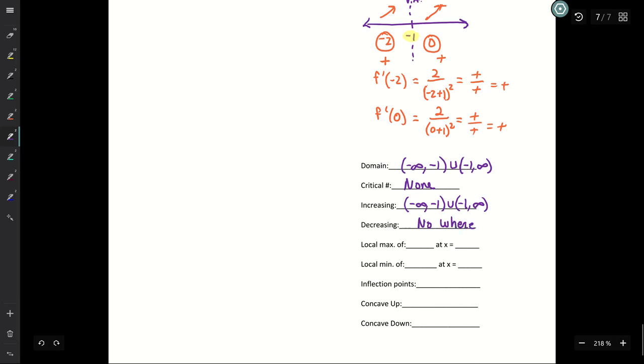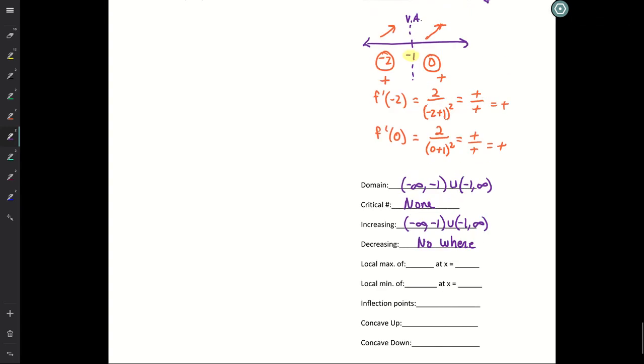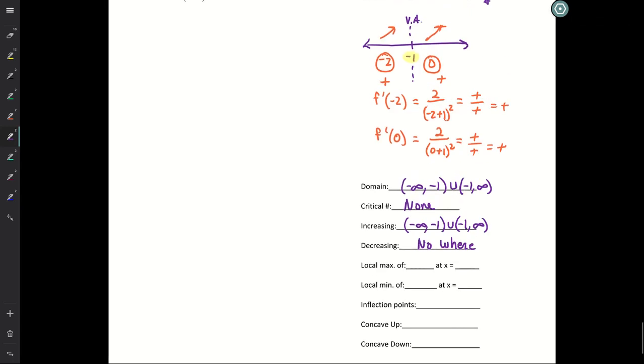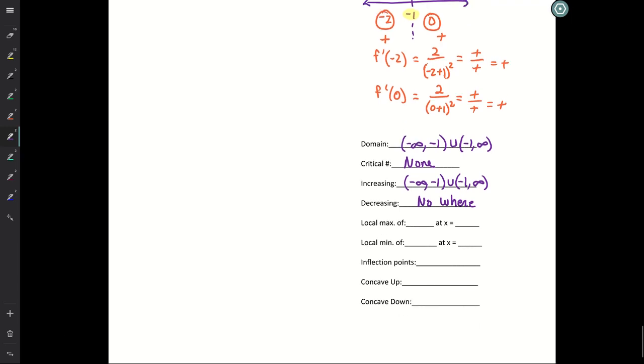All right. Local max and min, we don't have any. We didn't have a change in behavior, and even if we had, the only place that we're testing around is a vertical asymptote. The vertical asymptote can't possibly be a local max or min, so we'd say none on both of those. And then that leaves inflection points and concavity.